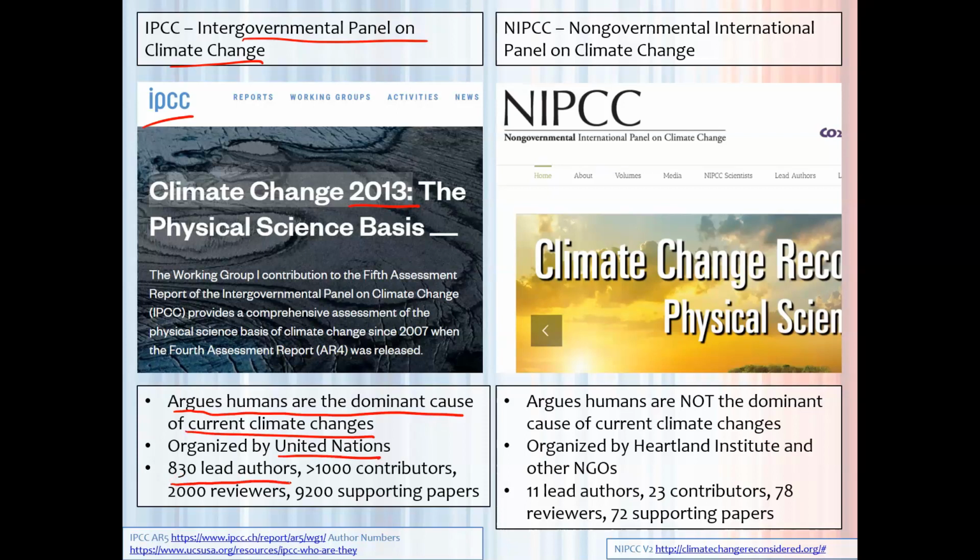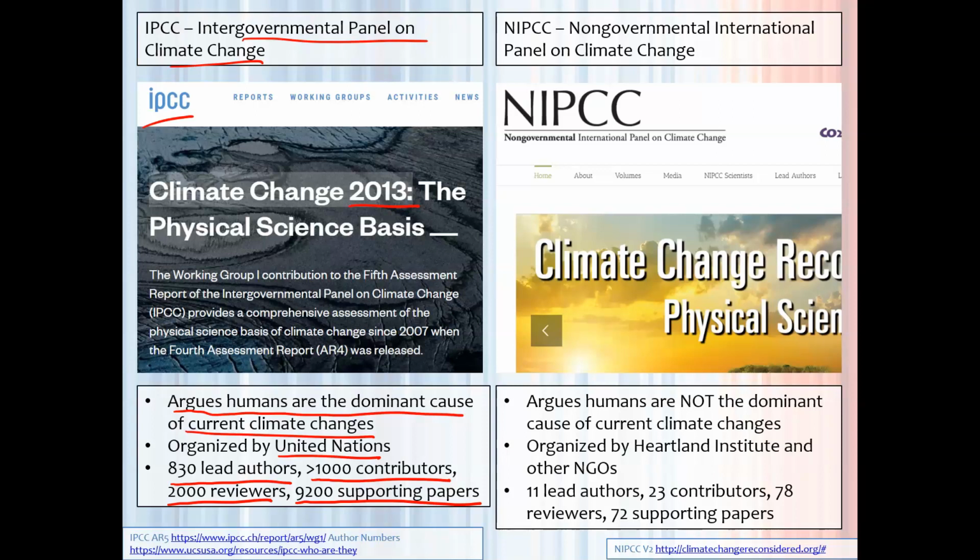It's got 830 lead authors, so 830 scientists that are really involved in this, but then also 1,000 or more other contributors that are reviewing this information, that are adding little bits here and there, that are pointing those lead authors in other directions, 2,000 reviewers to peer review some of that information, and they cite over 9,000 supporting papers. So, separate works that scientists or groups of scientists have done is where they're getting all that information.